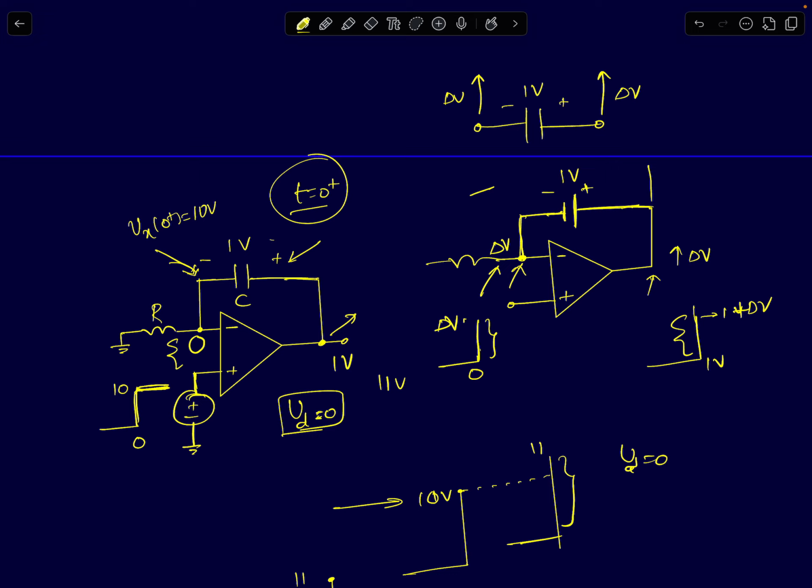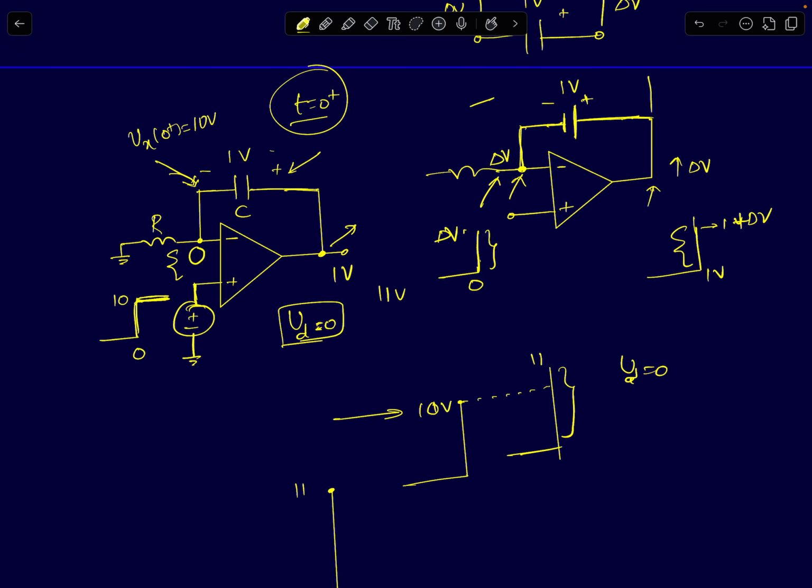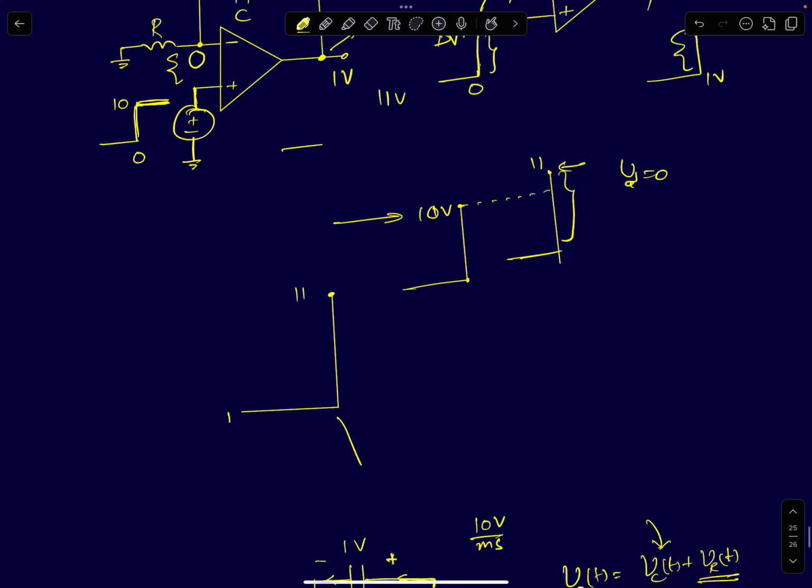Okay, so all this happens at t equal to 0 plus. So that's how the output will start off at 1 and jump to, sorry, the output will jump to 11 volts and the node Vx will start off at 0 and jump to 10 volts. So that's what I've shown here. I've shown the output jump here.